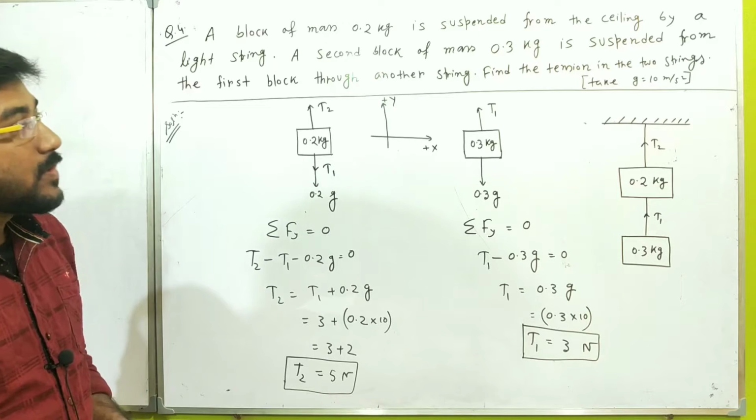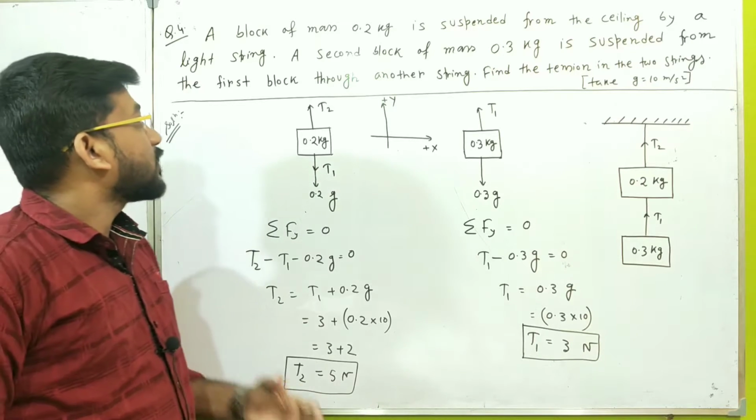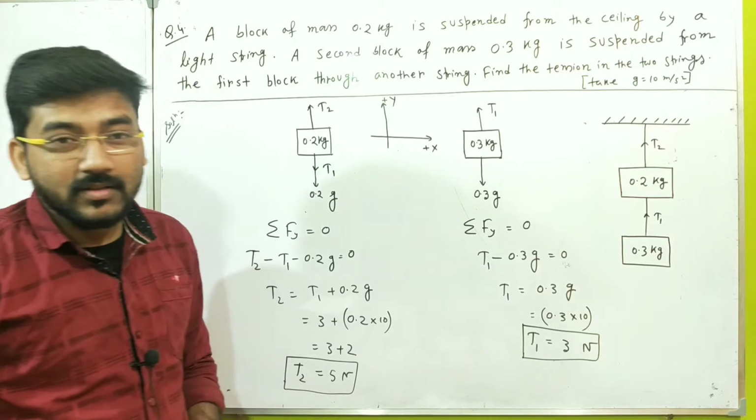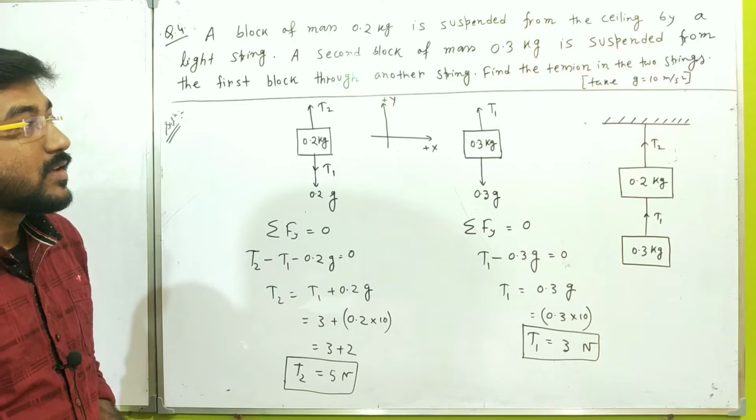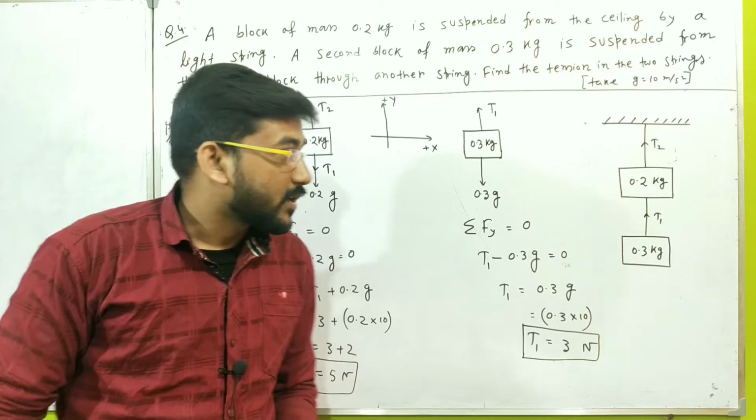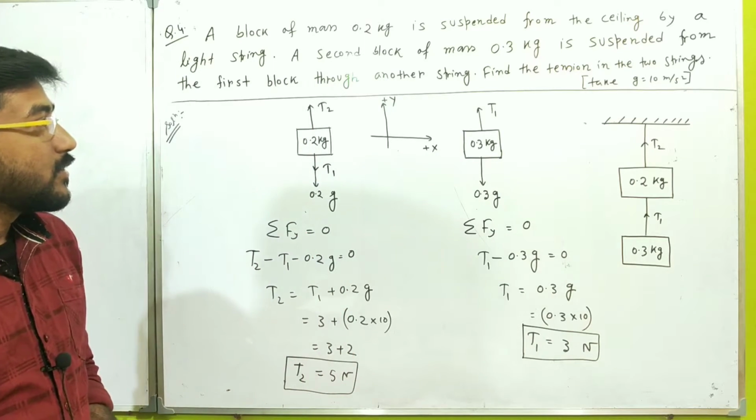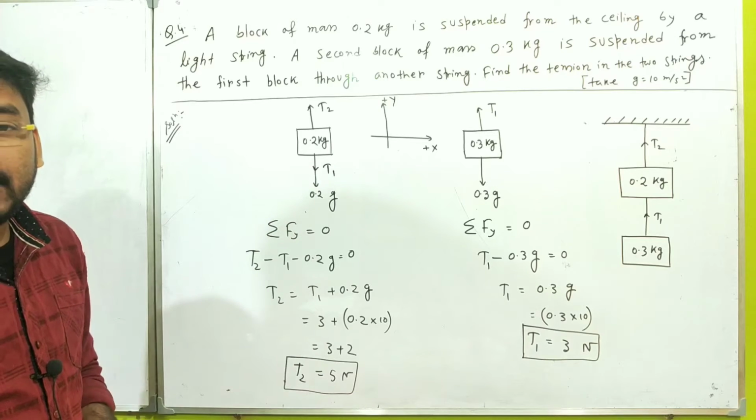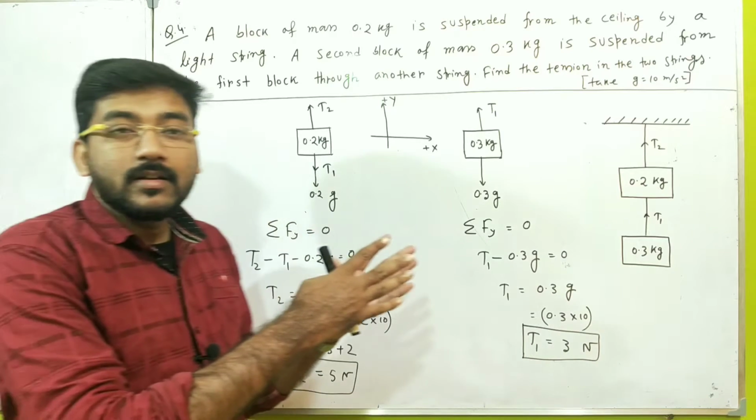And a second block of mass 0.3 kg is suspended from the first block through another string. Find the tension in the two strings. And we can take g as usual as 10 meters per second square. Now, let me first observe the system and make a diagram of it.